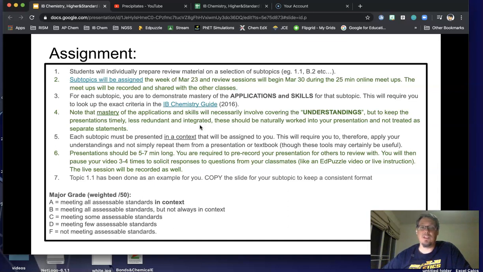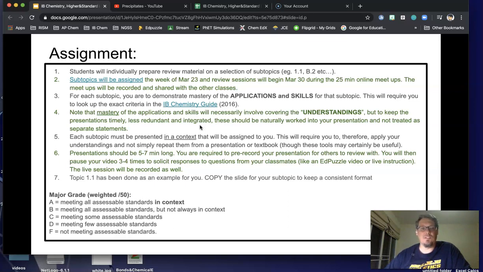Keep presentations timely, less redundant, and integrated. These should be naturally worked into your presentation, not treated as separate statements. So don't just go down a list and tell us what you know, okay? So each subtopic is going to be presented in a context that'll be assigned, and we'll look at those in a second. This is going to require you to apply your understandings, not simply repeat them from a presentation or textbook, though these types of things are certainly useful.